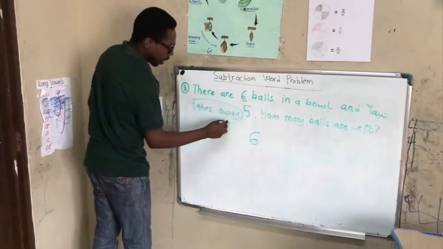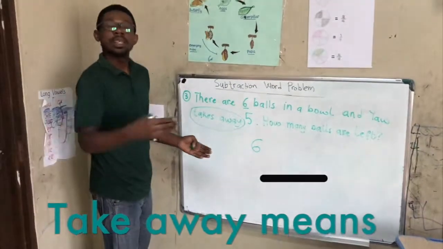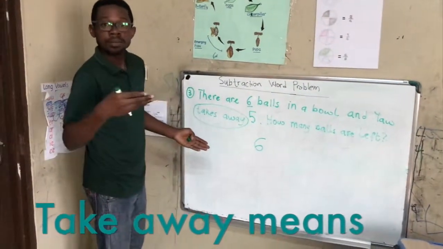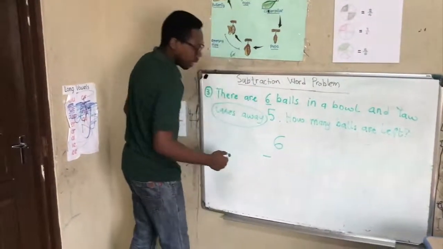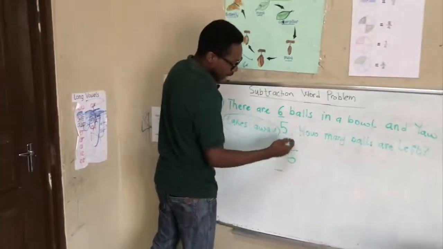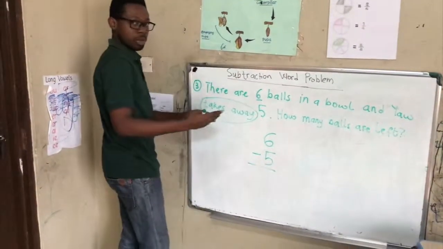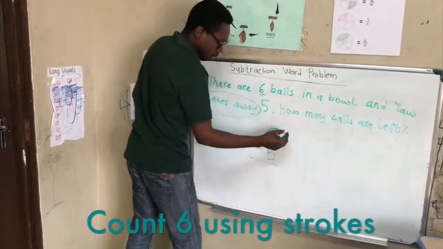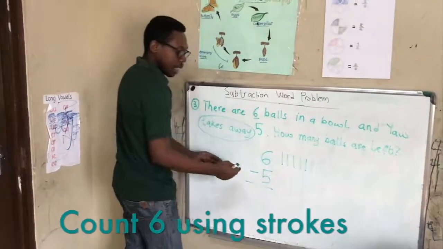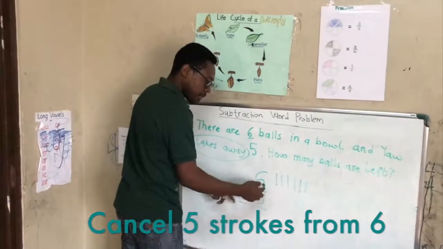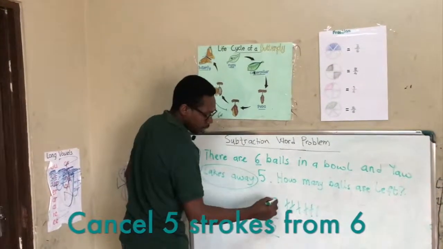And take away is minus. Great job. So we put our minus sign here. Takes away 5. So we write 5 here. Remember, we'll count only 6. So 6. 1, 2, 3, 4, 5, 6. We are going to cross out 5. 1, 2, 3, 4, 5.